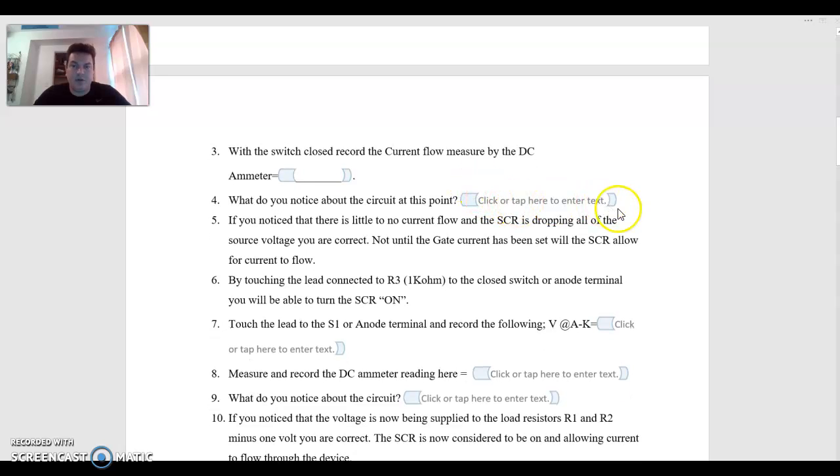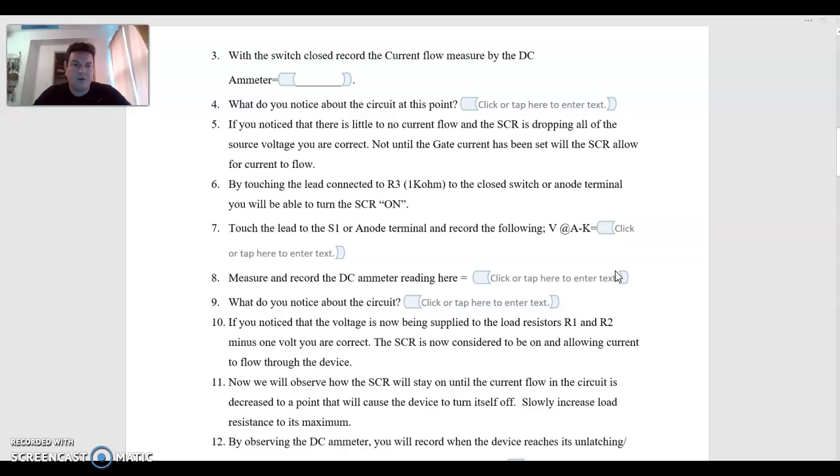Here you should note what you noticed. You should notice that there's no current flow through the load. There's no voltage drop across our load. And it kind of gives you those notes right after it. So we'll move on to the next one.